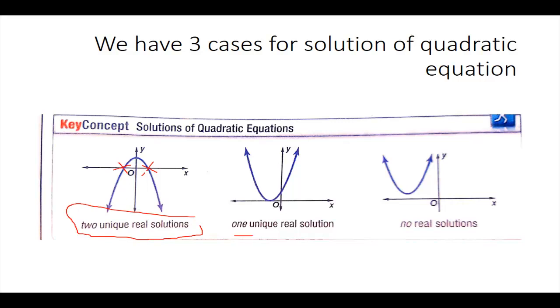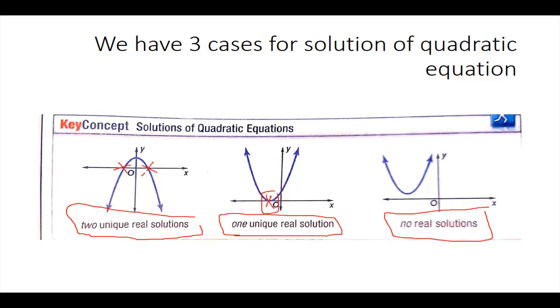If you have only one real solution, one unique real solution, when is this going to happen? When the curve intercepts with the x-axis in only 1 point. So it's going to have only one solution. But what happens if the curve never intercepts with the x-axis? Then the solution set will be no real solution.